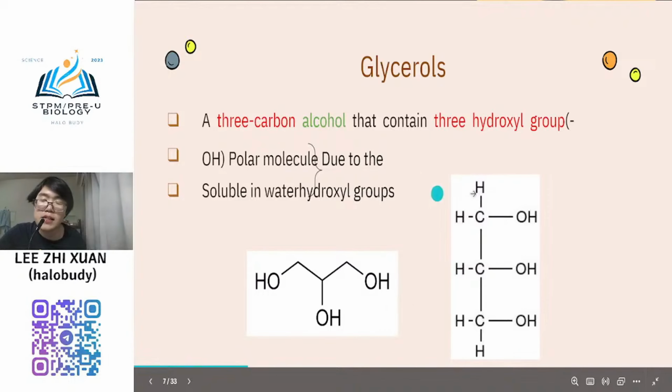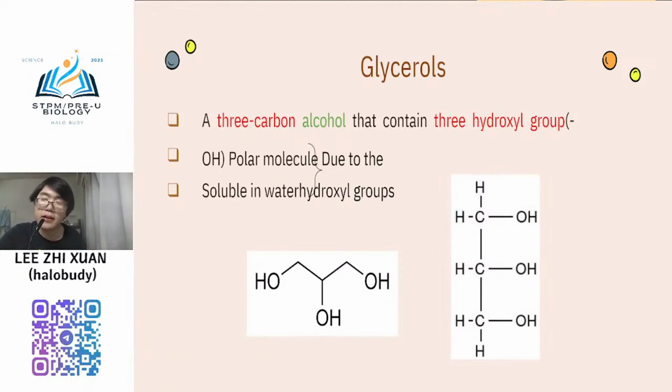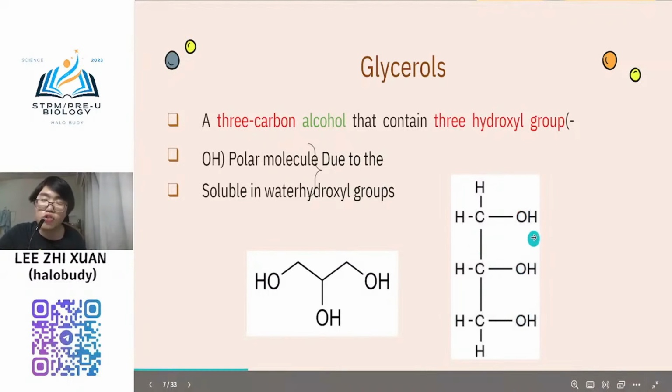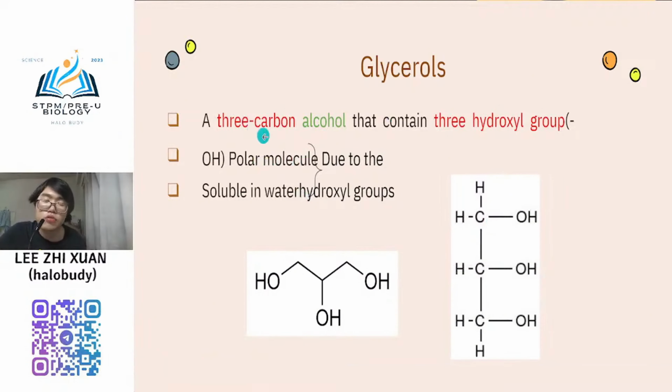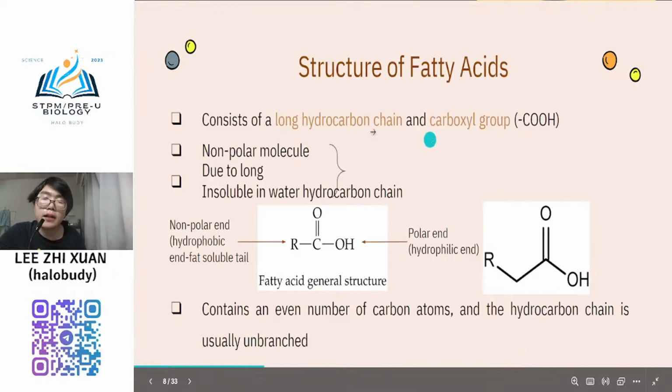If you still remember, 3 carbon, what is that? Methane, ethane, then propane, right? And then butane, and then pentane, all that, that you already learned. So if there are no hydroxyl group, it is propane. But now there are 3 hydroxyl groups, so you can consider it as an alcohol. So normally glycerol is the 3 carbon alcohol that contains 3 hydroxyl groups.